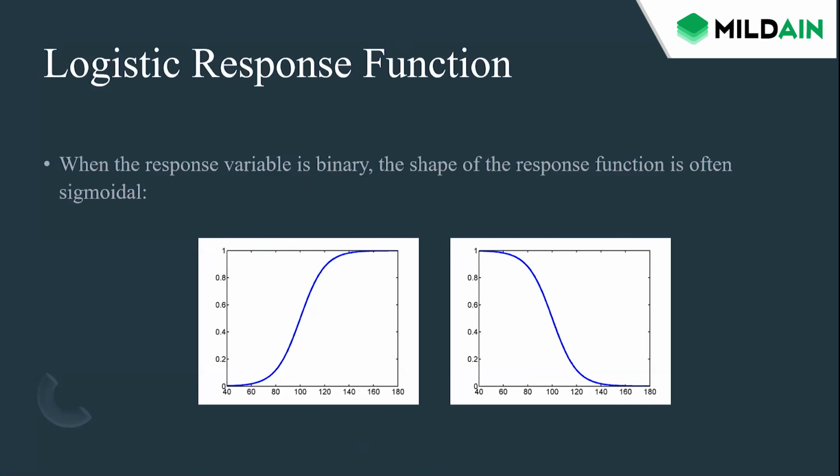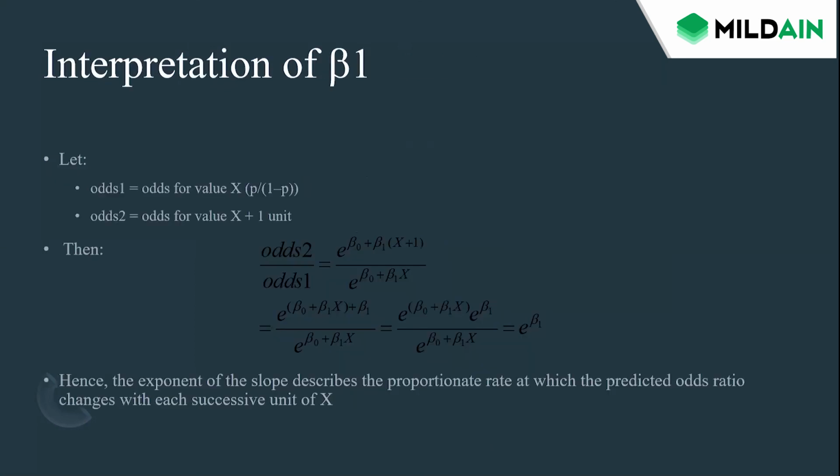When a response variable is binary, the shape of the response function is often sigmoidal. In linear regression we have a straight line, but in logistic regression we have a sigmoidal wave. Correct, guys? Now data is moving between 0 and 1. My y has a value between 0 and 1. Am I right? Yeah, this is the same. Now the interpretation of beta naught, my coefficient with respect to logistic: odds of 2 divided by odds of 1. These are some calculations I had taken, guys. I think you can understand this.